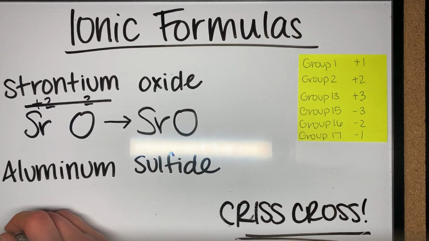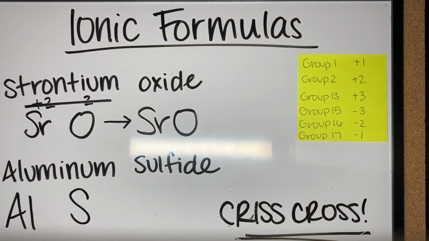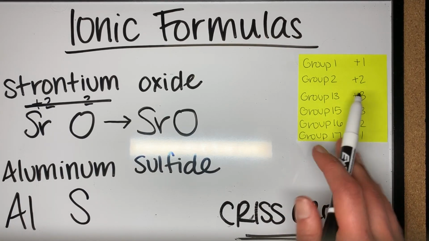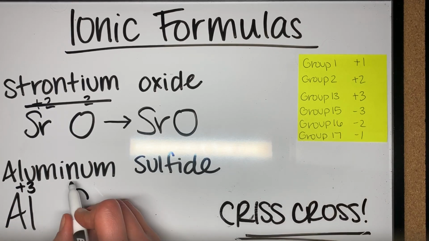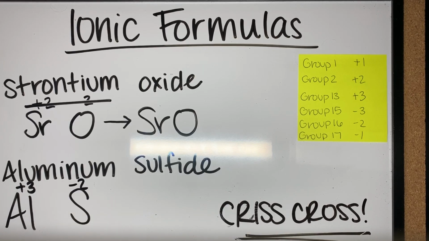For aluminum sulfide, we're going to start by writing the symbols. So aluminum is Al, sulfide is S. Aluminum is in group 13, which means it's going to have a +3 charge. And sulfur is in group 16, giving it a -2 charge. These are not equal and opposite, so these are not going to cancel out, and we need to crisscross.